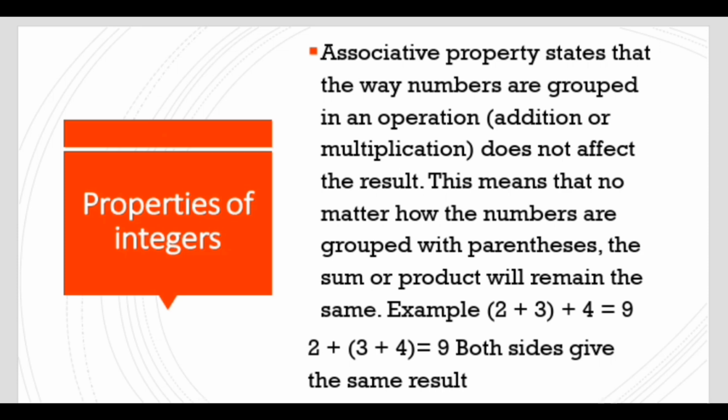2 plus bracket open 3 plus 4 is equal to 9, and bracket 2 plus 3 bracket close plus 4 is equal to 9. They are in different groups, but they still give me the same final answer. This applies only if the operation is addition or multiplication. But if it is subtraction or division, then it is not associative.